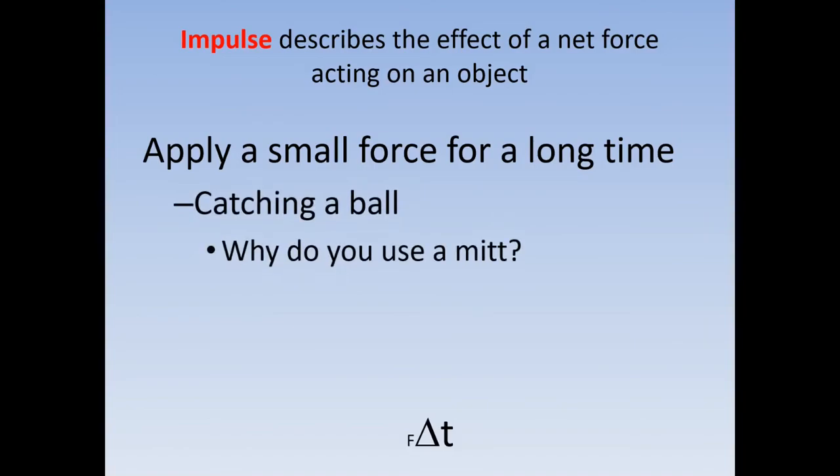Have you ever tried to catch a baseball with just your hand? It's probably not long after that interaction that you had gone and found a mitt. Why? The mitt allows for your hand to move backwards during the catch. When you do that, you reduce the large amount of force being transferred to your hand because you're increasing the amount of time for that interaction.